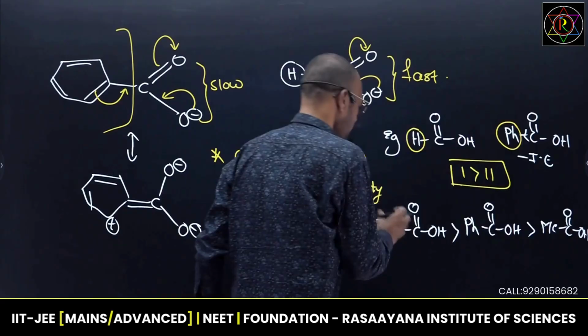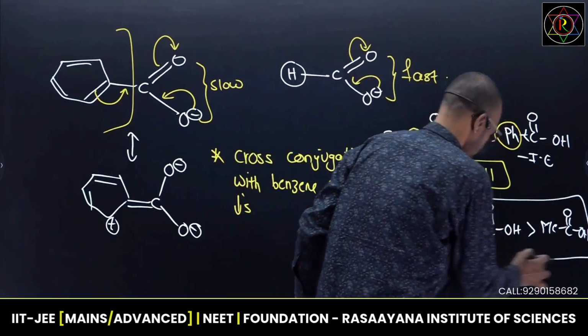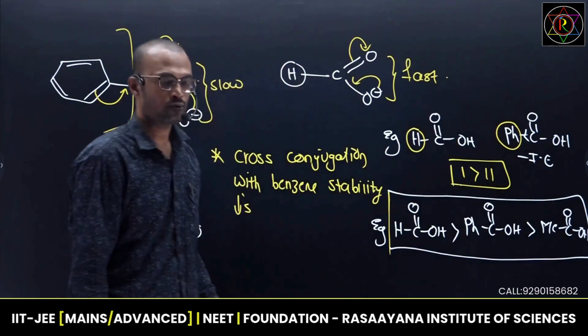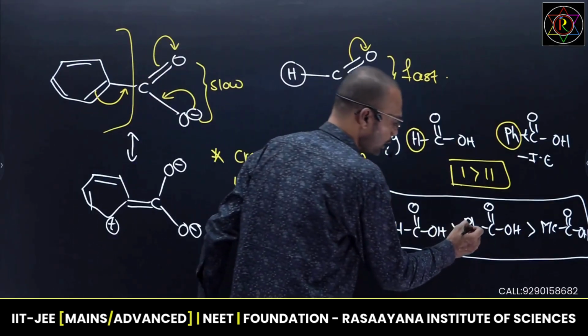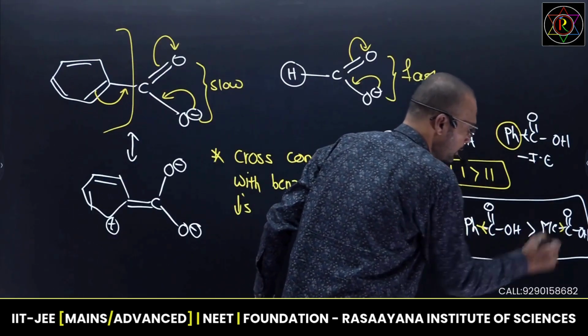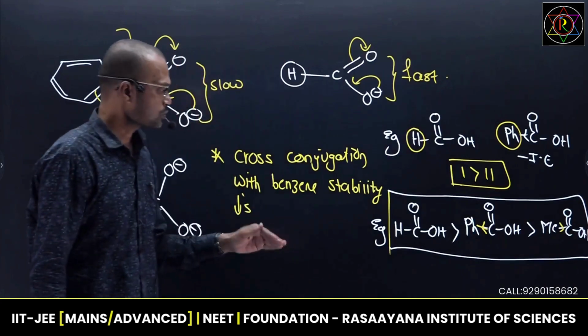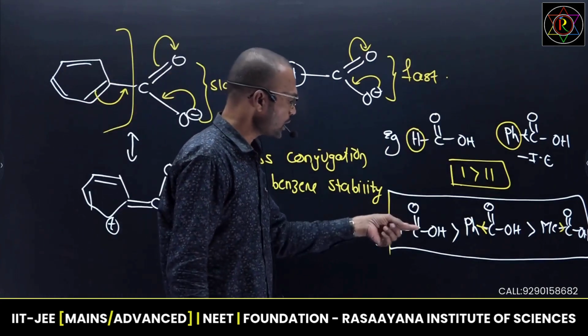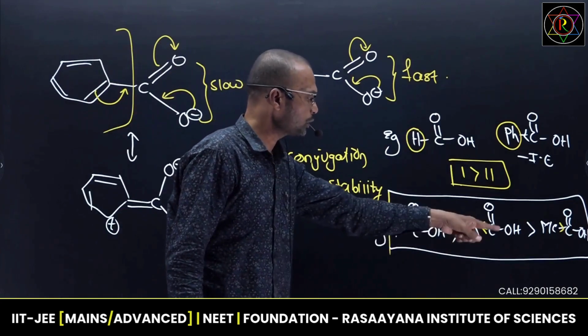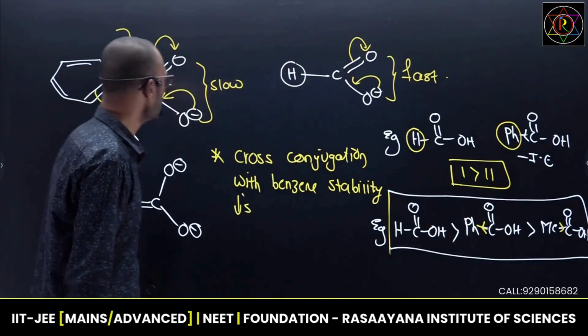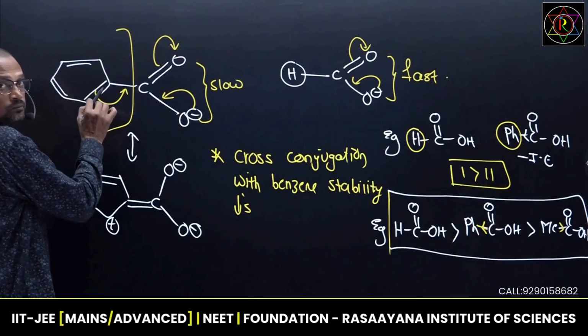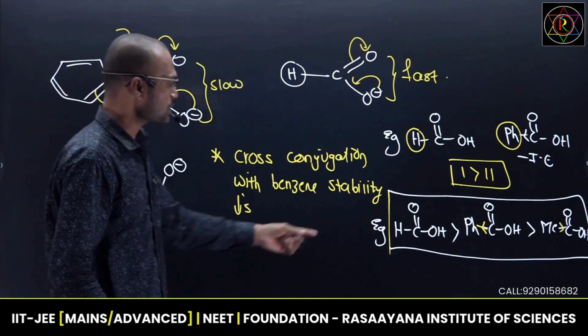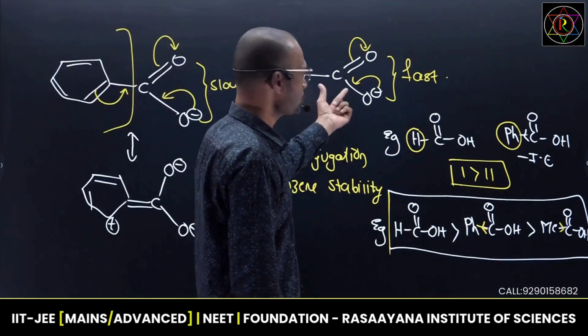So I can say this acidity order follows like this, because phenyl is showing a minus I character, methyl is showing a plus I character. So especially for benzoic acid, after losing a proton, the negative ion gets stabilized by resonance. Additionally, it is disturbed by cross conjugation. Okay, so that is about the acidity relation between benzoic acid as well as phenol.